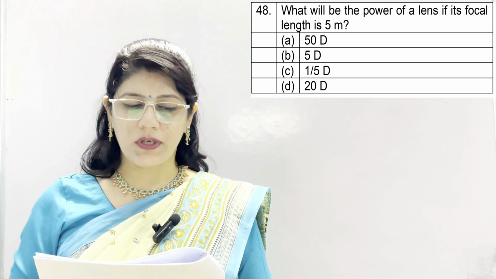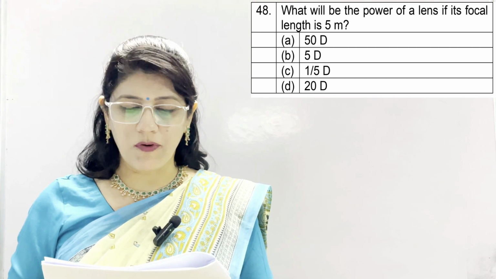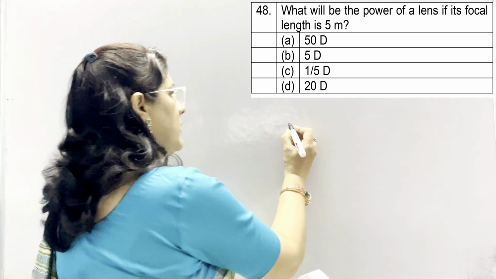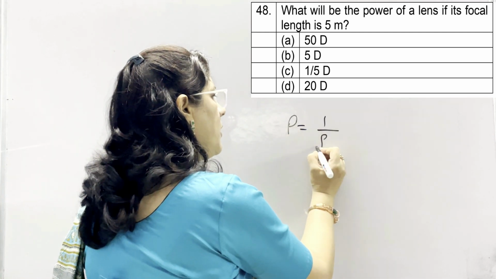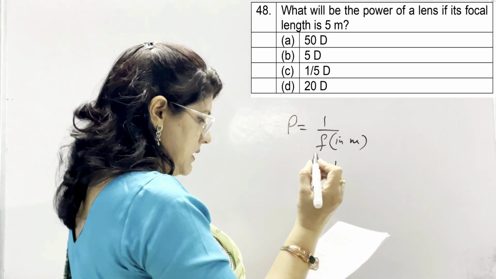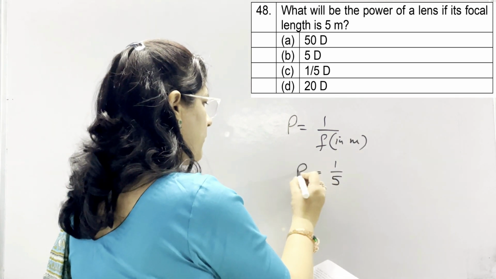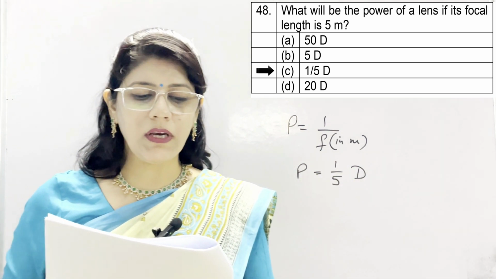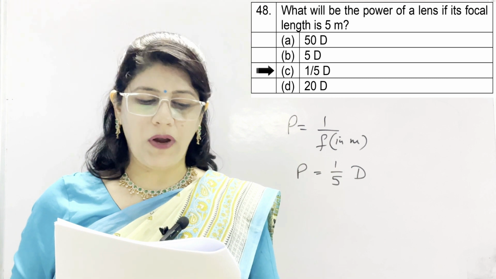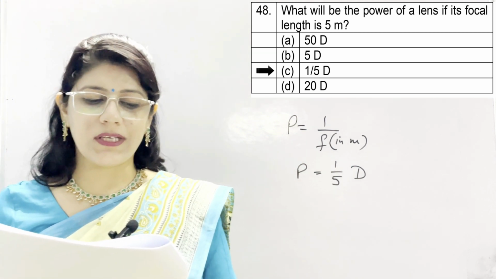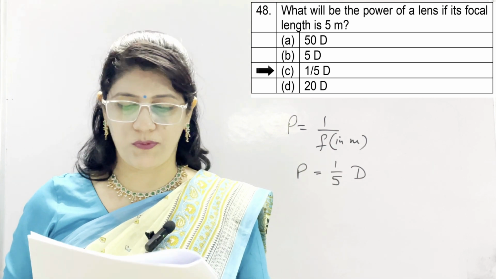In question number 48, what will be the power of a lens if its focal length is 5 meter? So power is equal to 1 upon focal length in meter. Here it is given as 5 meter. So 1 upon 5. So power is 1 by 5 diopter. Options given are A 50 diopter, B 5D, C 1 by 5D and D 20D, and the correct option is C, which is 1 by 5 diopter.